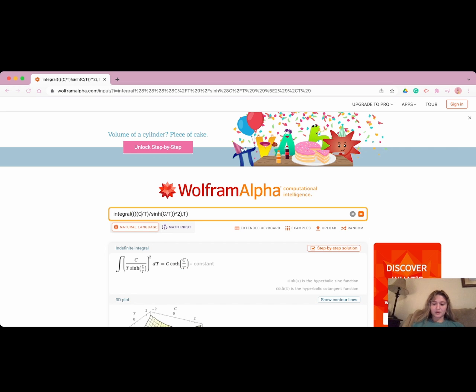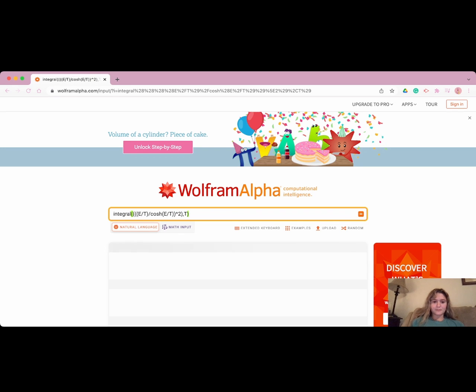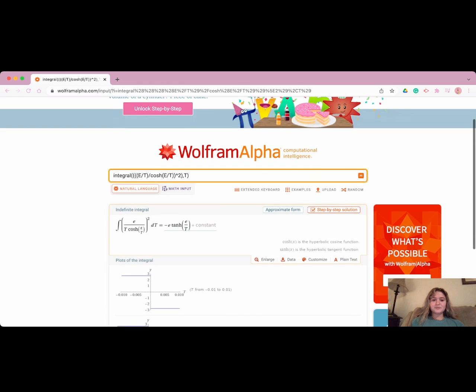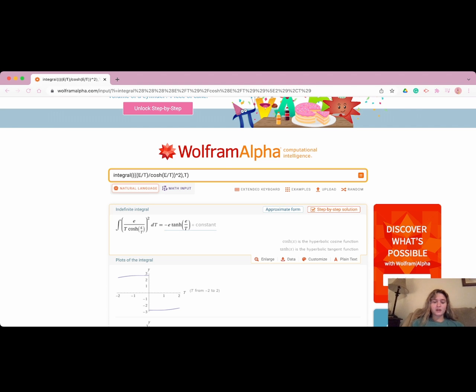And if we can go ahead and put in our next one here, that's going to be E over T, hyperbolic cosine, E, and the whole thing is squared with respect to T. And this is, again, our constant E here. Wolfram Alpha just makes it lowercase for some reason. So here we have negative our constant E times the hyperbolic tangent of E over T. So let's go back to our board.